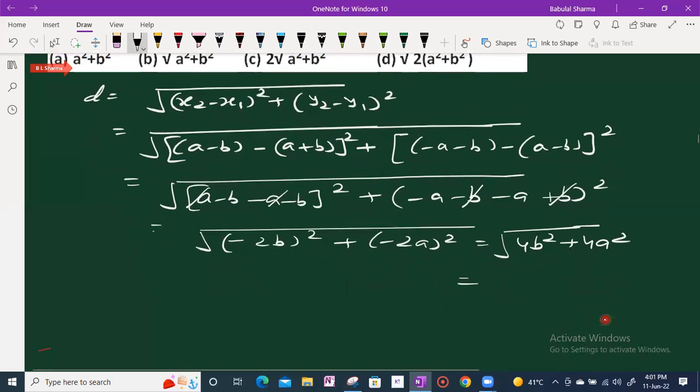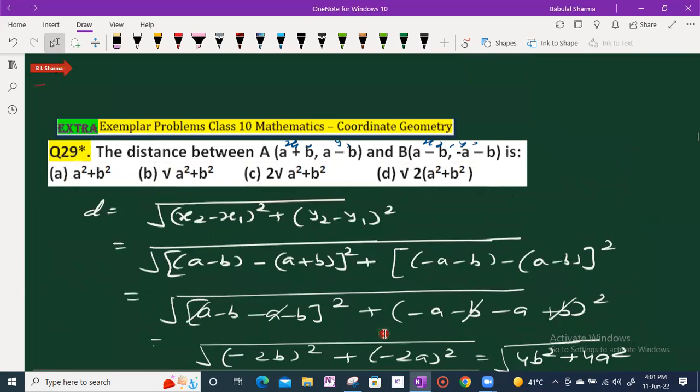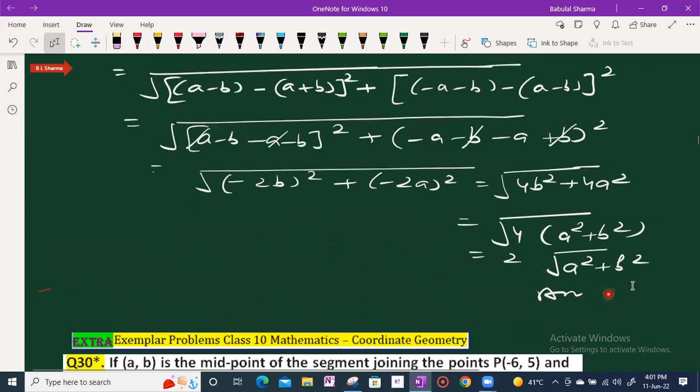Further we can write square root of 4a square plus 4b square. We can take this 4 outside as 2, so that is 2 square root of a square plus b square. That will be the answer of this question. Can we check here the answer? Yes, C is the correct option here. So we can mark here, the correct option is C: 2 into square root of a square plus b square.